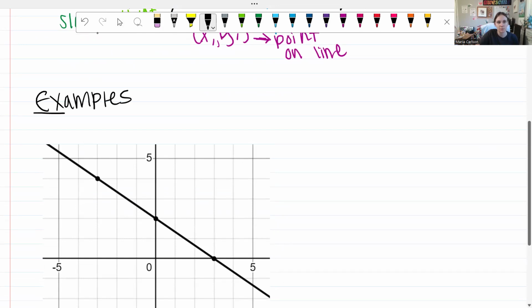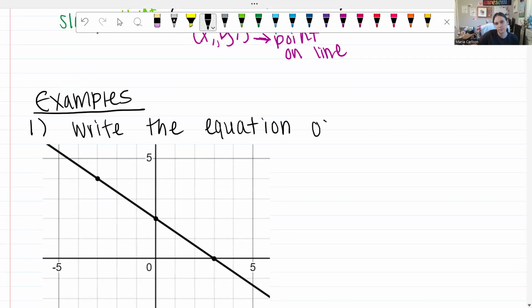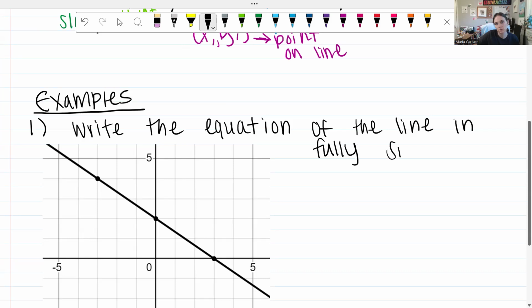So the first example that we are going to do requires this graph. We are going to write the equation of the line in fully simplified slope-intercept form.